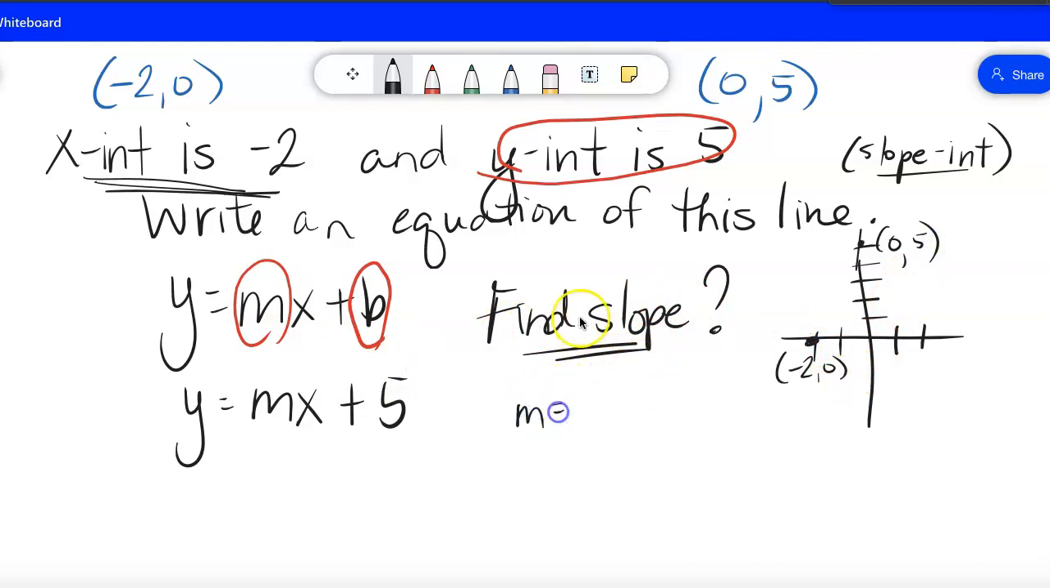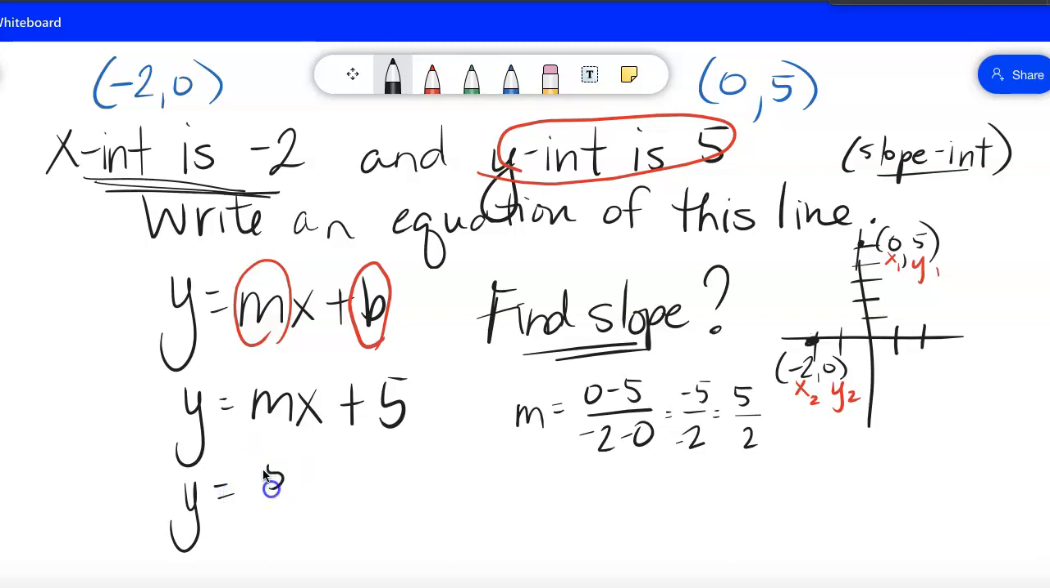Now let's find that slope using the slope formula. I like to name the points x1, y1, x2, and y2, and then I'm ready to plug them into the formula. So y2 minus y1 is 0 minus 5, and x2 minus x1 is negative 2 minus 0. That gives me negative 5 over negative 2. Again, negative divided by negative is a positive, so 5 over 2. There's my slope. Going back to my equation, y is equal to 5 over 2 x plus 5.